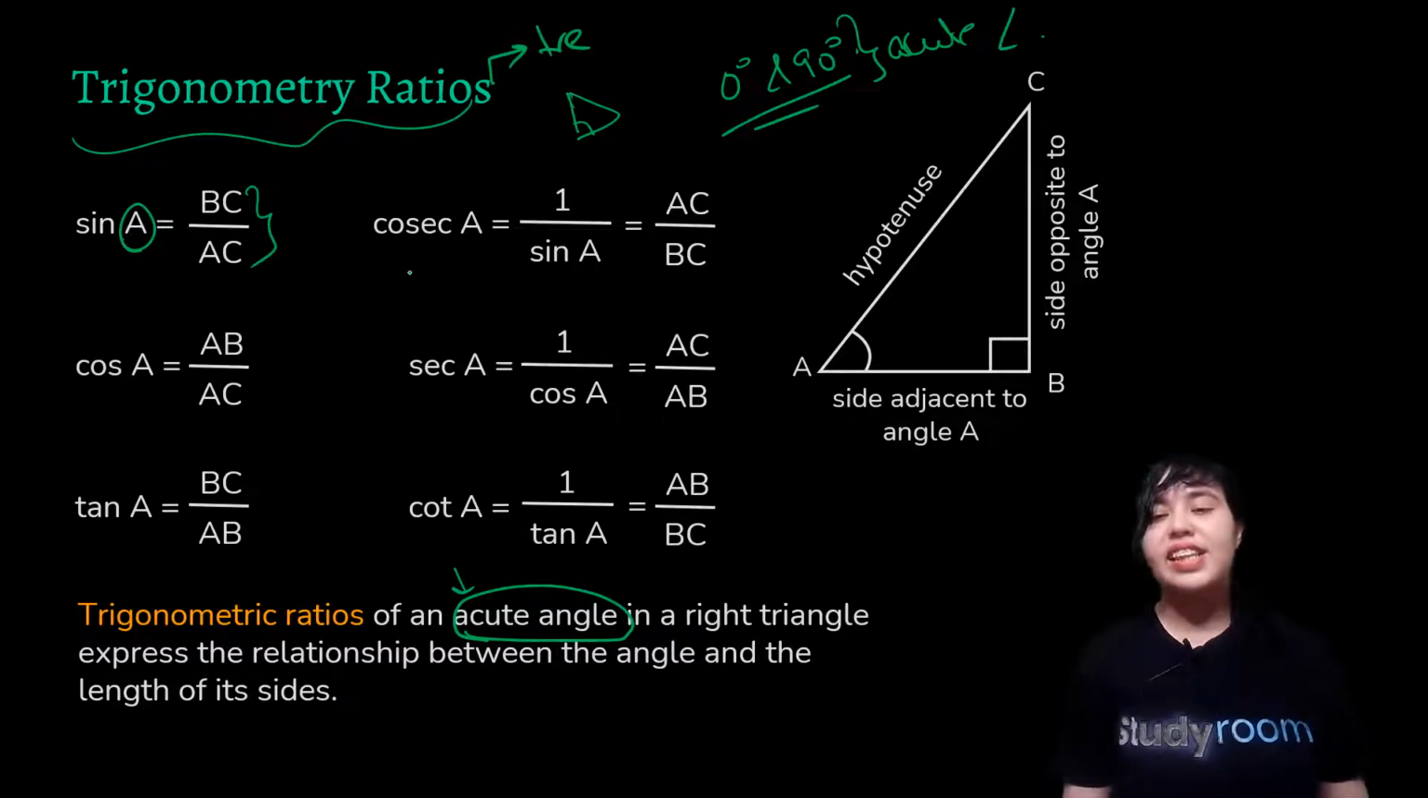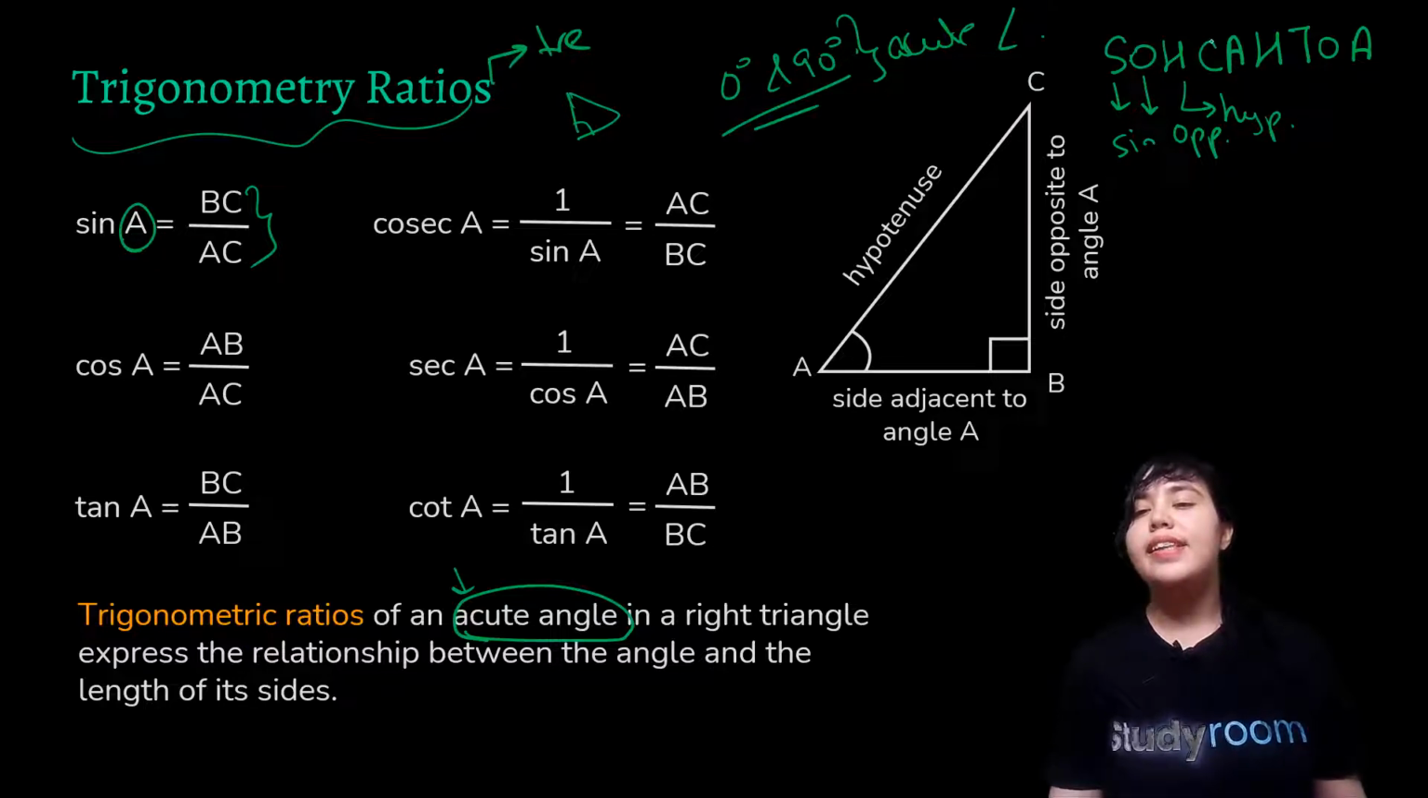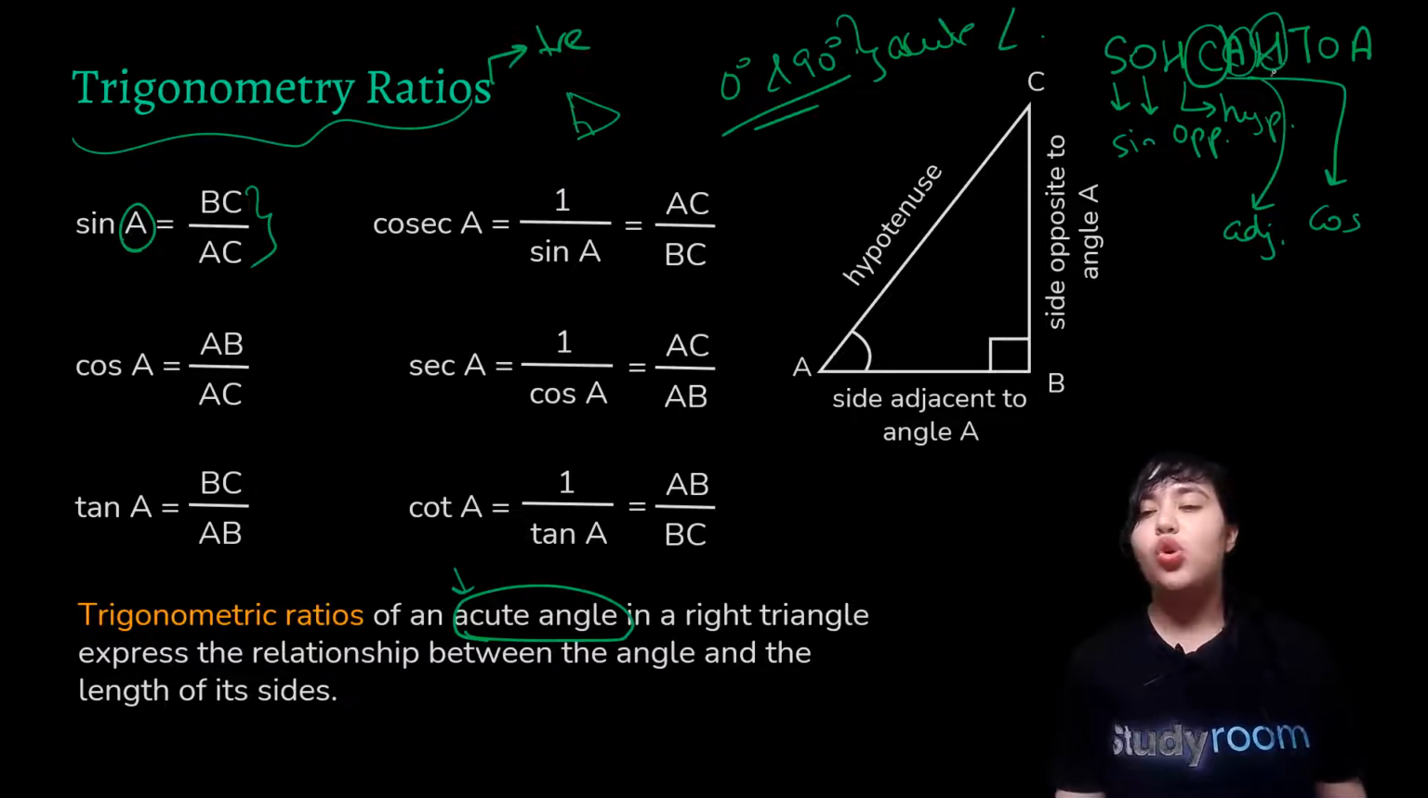Now, talking about the trick that I told you, that is SOH CAH TOA. S stands for sine, O stands for opposite, H stands for hypotenuse. Then we have C, which stands for cos, A for adjacent, H for hypotenuse. Then we have T, that is tan, O for opposite, and A for adjacent.